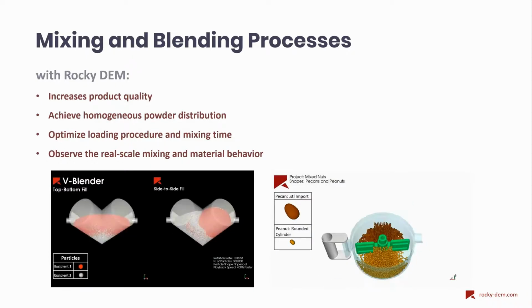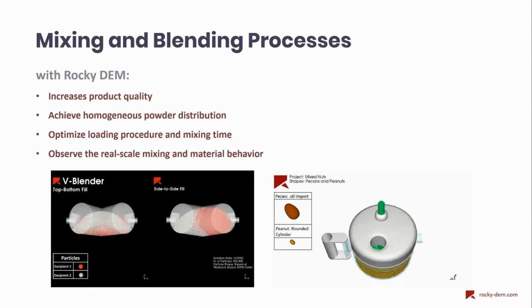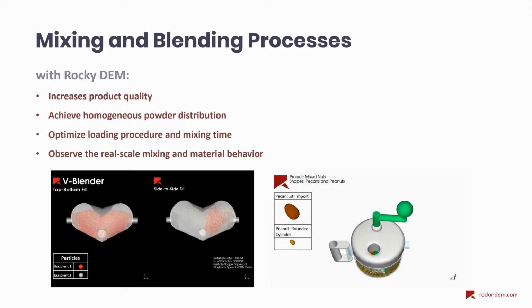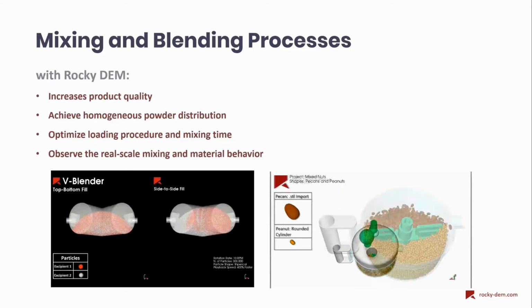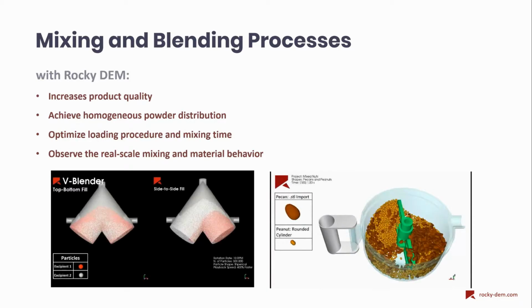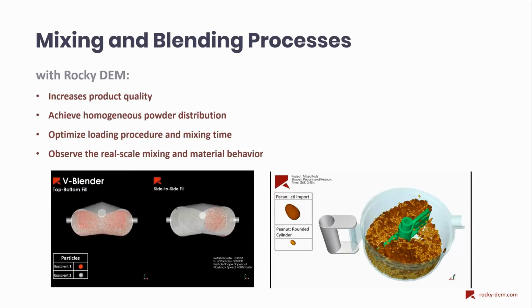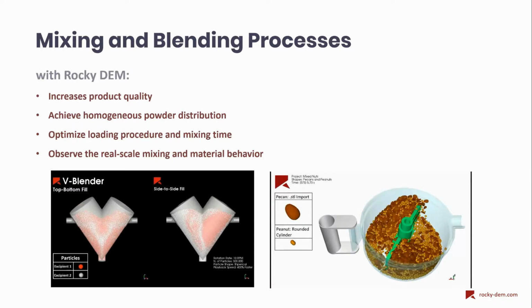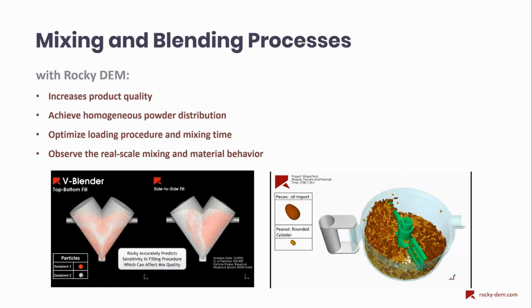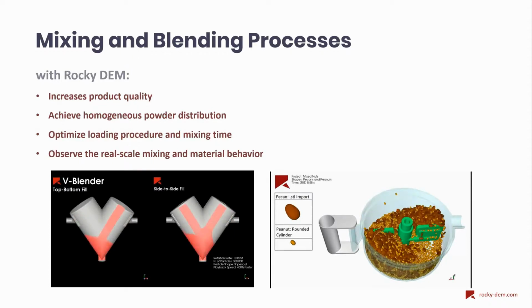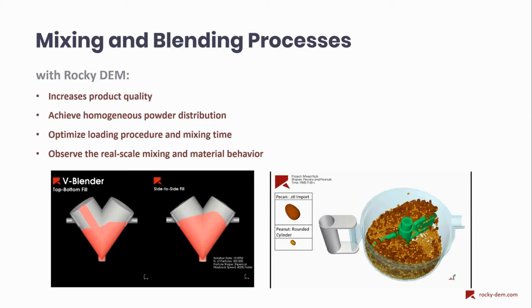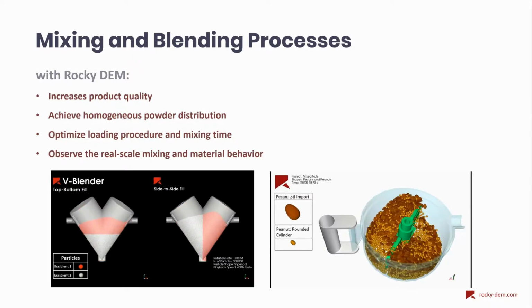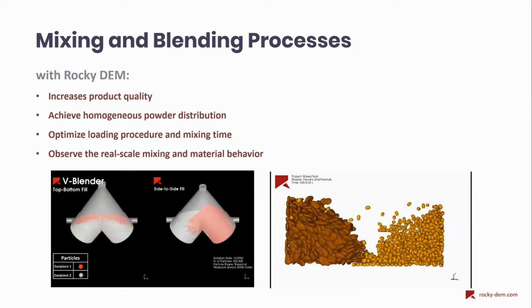Talking about mixing and blending processes, different structures and designs can be easily represented and simulated in Rocky. For example, in the first example on the left, we can see a diffusive mixing process like a V-Blender, where using post-processing tools allows us to see the effect of the loading procedure on the homogeneous distribution of the product. Comparing different loading methods, we can see which one gives us more uniform distribution of the material. The second video on the right side shows the hand mixing of nuts.